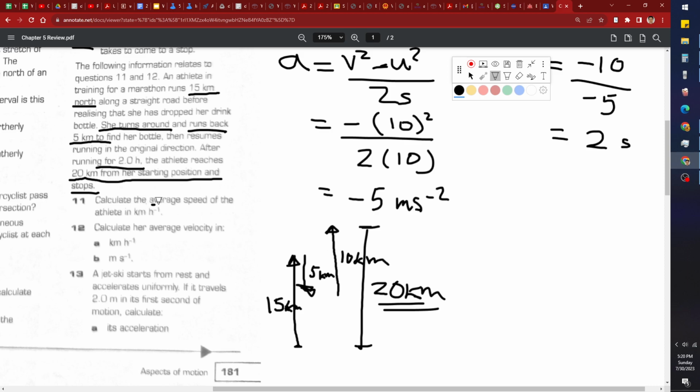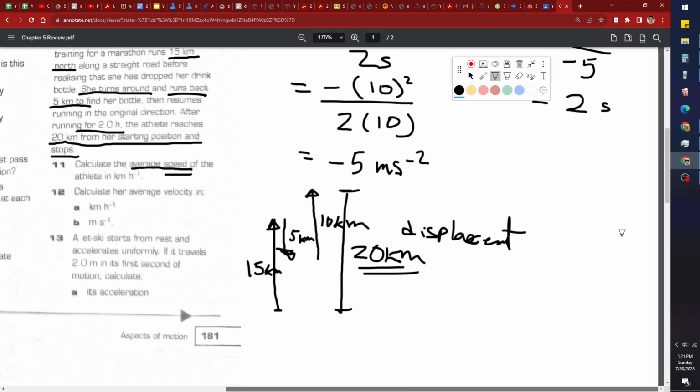It says calculate the average speed. Okay, first of all, speed can't matter about displacement. Speed is about total distance. So we have a total distance of 15 kilometers, plus she ran back 5, plus she ran another 10. Okay, so by drawing this diagram, it helped me clarify all the total distances she ran and her displacement. So this is displacement because that's what the last sentence said. And then the total of all that is the distance. So let's find that out.